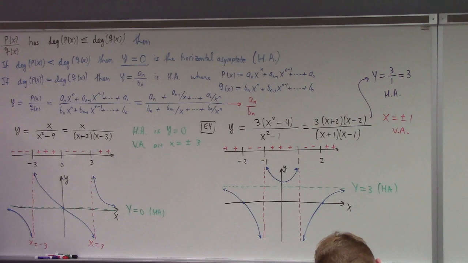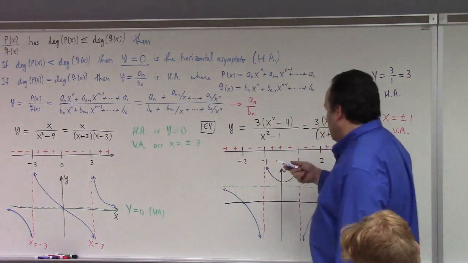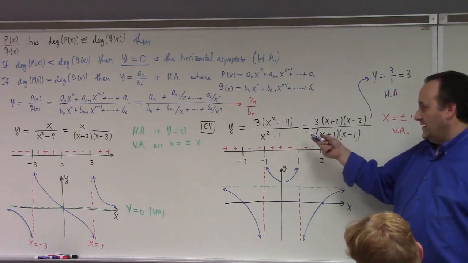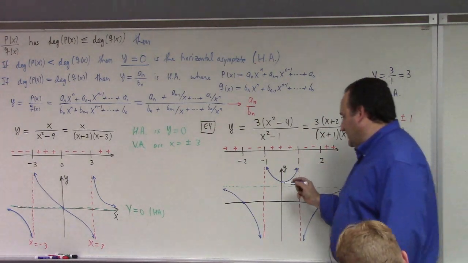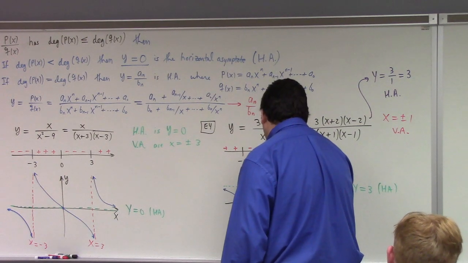And I could add a y-intercept if you wanted me to. Just plug in 0, see what you get. I get -12 over -1. So this happens at 12. So my picture isn't quite right. That's 12. This is 3, right?